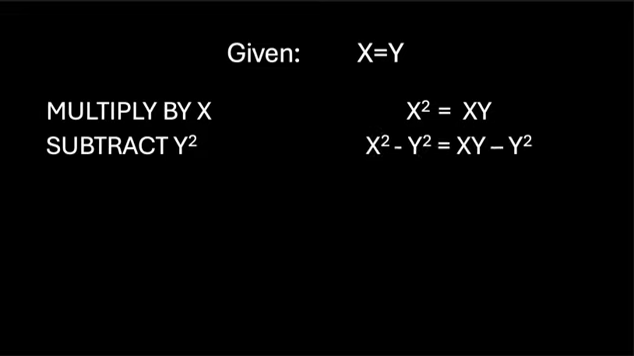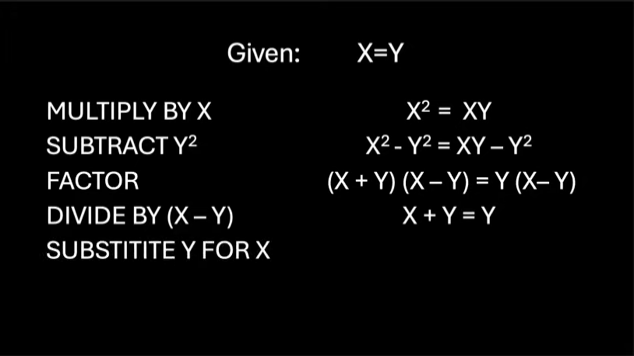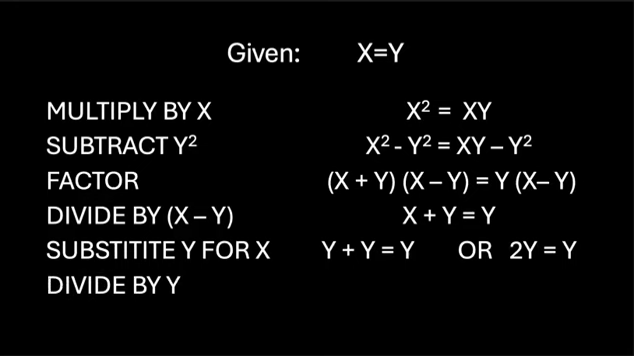Now, if this is moving a little too fast, you may want to watch the previous video because we go in a little more detail with it. We then just factored both sides, divided both sides by x minus y, then substituted y for x because our given was that they are equal, and then divided both sides by y, which of course gave us the 2 is equal to 1 or 1 is equal to 2.